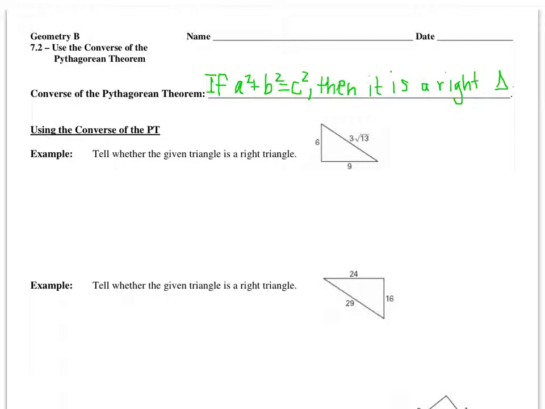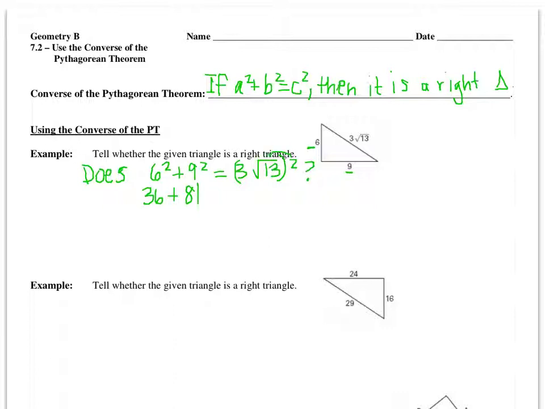So, is it a right triangle? What we need to know is, does my leg squared, which one of them looks like this would be a leg and this would be a leg, so does 6 squared plus 9 squared equal 3 times the square root of 13, that whole thing squared? That's what we're asking ourselves right there. So let's simplify both sides. 6 squared is 36, 9 squared is 81.